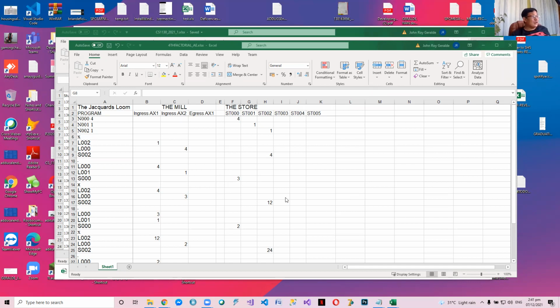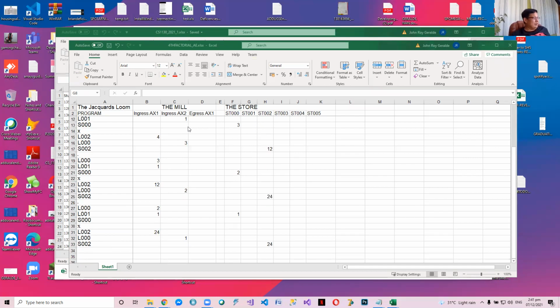So the nth factorial is the product of the numbers from 1 to n. Do you follow? Any questions? What we are showing is a program that computes the fourth factorial.